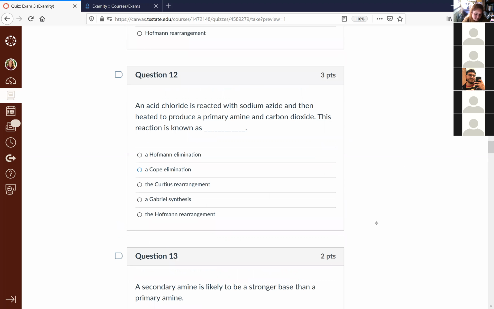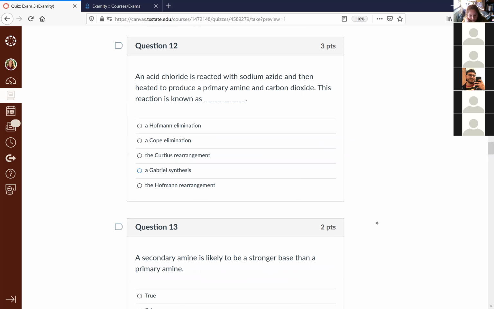An acid chloride is reacted with sodium azide and then heated to produce a primary amine and carbon dioxide. This reaction is known as what? The Curtius rearrangement? Yeah. Yes, I believe so. I'm brain farting right now. It's one of the rearrangements. I believe that's Curtius.